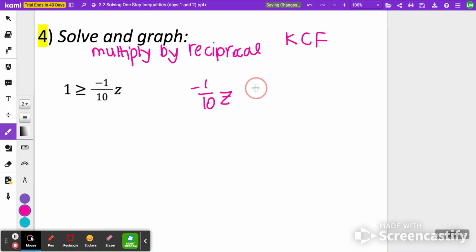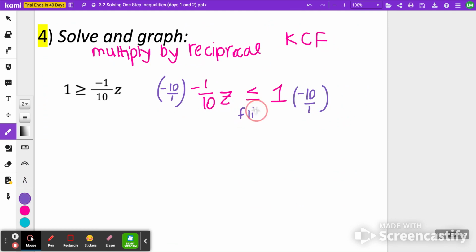So right now you see me rewriting the entire question. Negative 1/10 z is less than or equal to 1. And in order to get this one correct, I'm going to multiply by the flipped fraction, negative 10 over 1 on both sides. Because I'm multiplying by a negative, I'm also going to flip. So I should get a greater than or equal to symbol. So z is greater than or equal to negative 10 over 1, which is just negative 10.